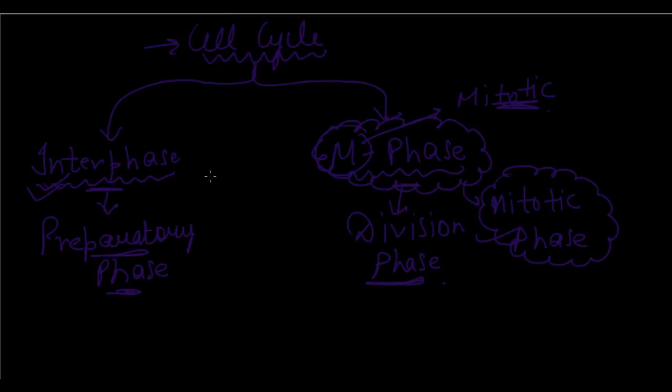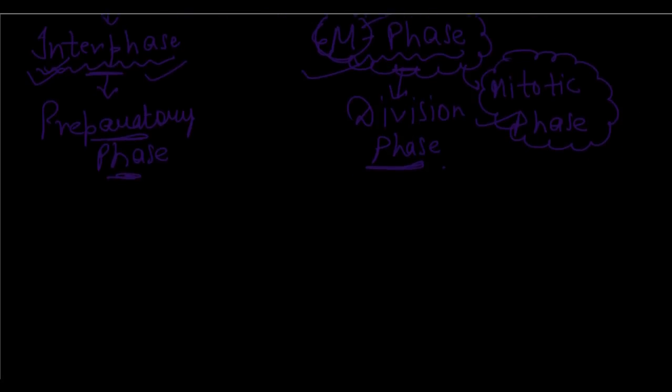So there are two phases. There's the interphase and there is the M phase. Interphase is the preparatory phase and the M phase is the division phase of the cell cycle. So now we're going to look at each and every one of them in detail.